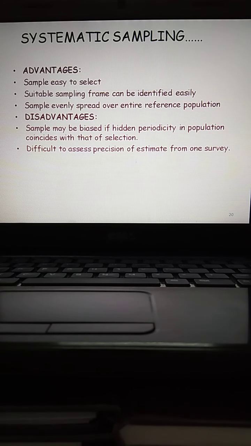So these are the advantages of systematic sampling. Simple, sample easy to select. Suitable sampling frame can be identified easily. Sample evenly spread over the entire reference population. What are the disadvantages? Sample may be biased if hidden periodicity in the population coincides with that of the selection. Difficult to assess precision of estimates from one survey.